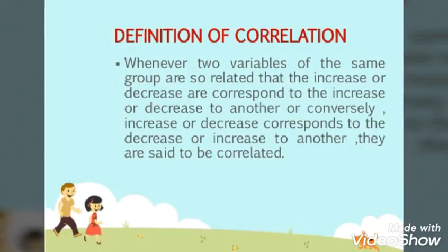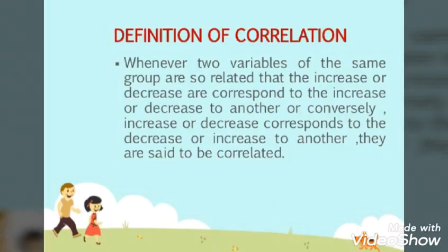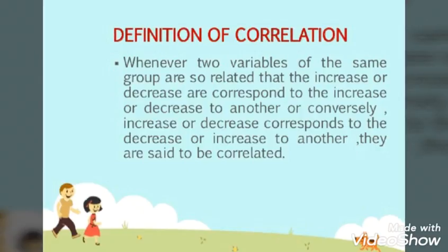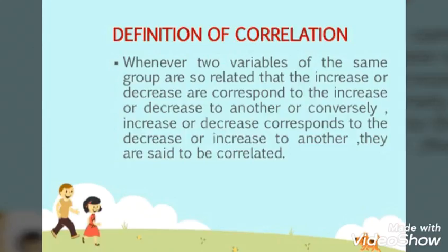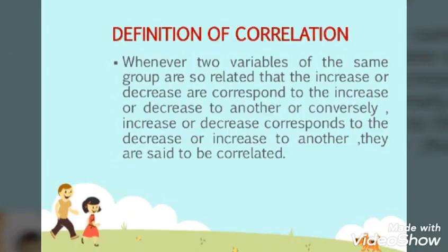Whenever two variables of the same group are so related that the increase or decrease of one corresponds to the increase or decrease of another, or conversely, increase or decrease corresponds to the decrease or increase of another, they are said to be correlated. It may sound like jumbled words, but this is actually the meaning of correlation. Whenever one will increase, the other will decrease.